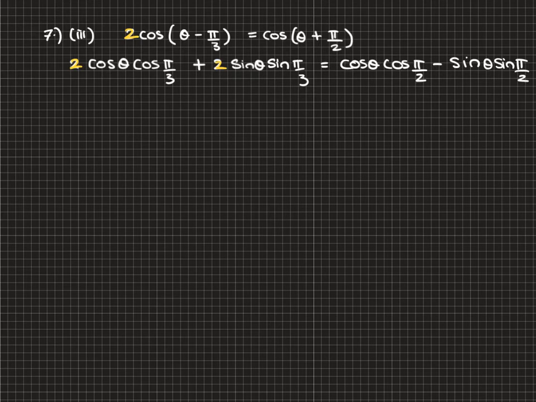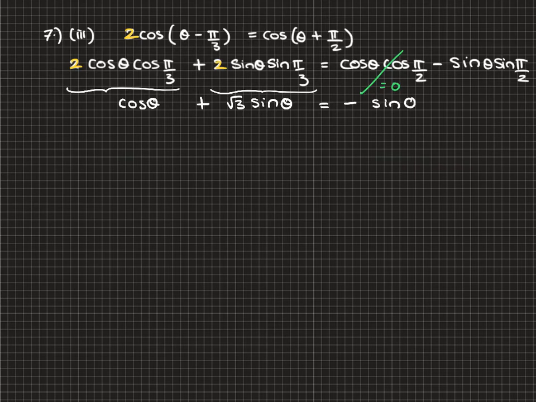Now let's substitute in some values. We know cos pi by 3 is equal to 1/2, so this term here all simplifies down to cos theta. We know sine pi by 3 is root 3 over 2, so all of this simplifies down to root 3 sine theta. On the right-hand side, we know cos pi by 2 is equal to 0, so this term disappears. Sine pi by 2 is equal to 1, so on the right-hand side, we simply have negative sine theta.